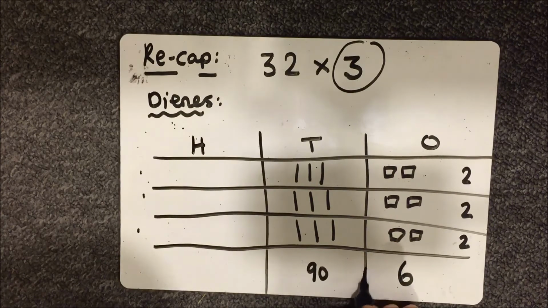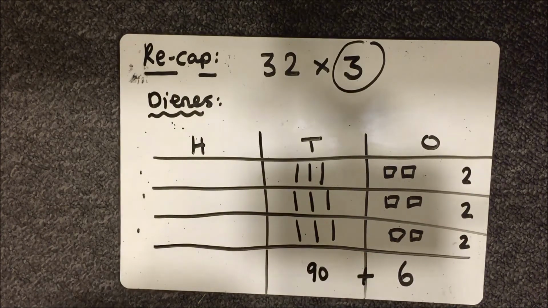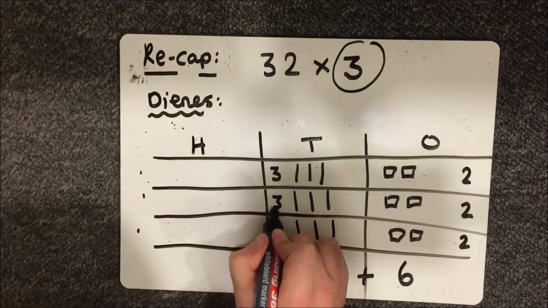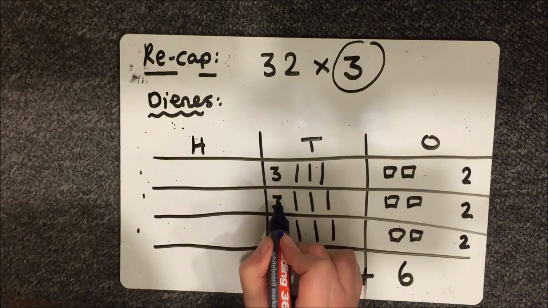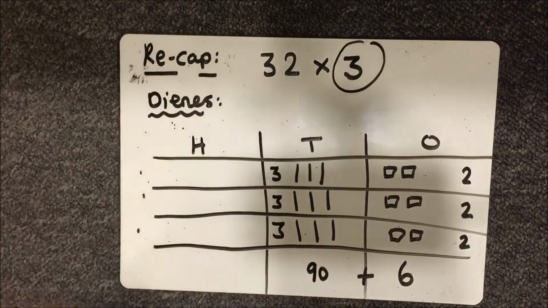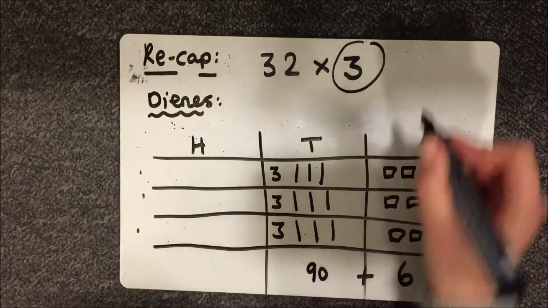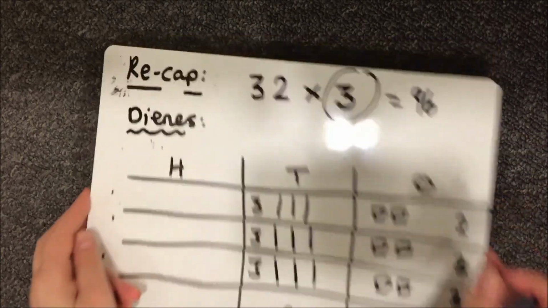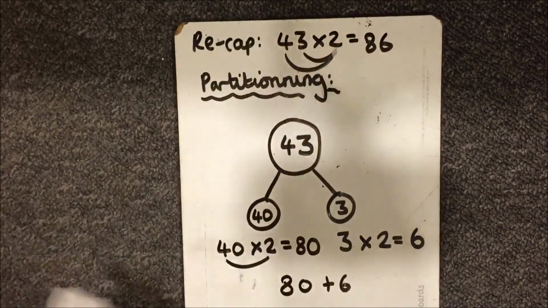Some of you might have a quicker way. What was your quicker way? That's right, I've got 3 tens in each one, so I could go 3, 6, 9 tens. Remember, 9 tens are 90. So my answer is 96. Good job. Let's do the same now with partitioning.